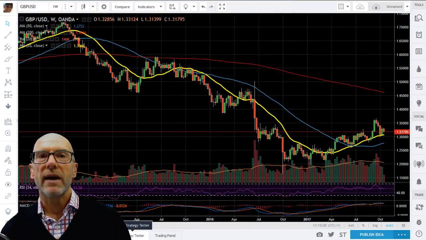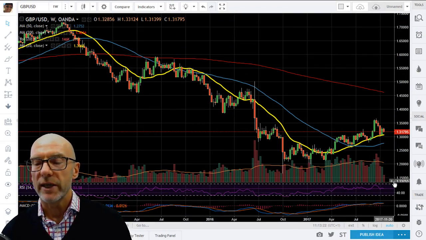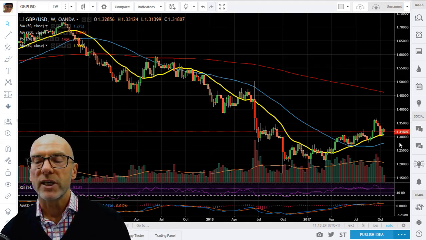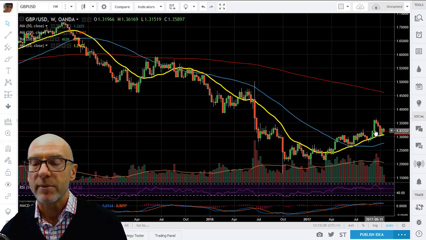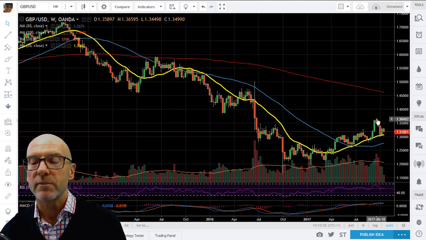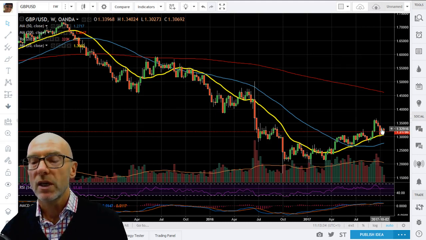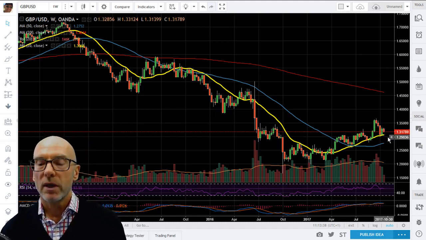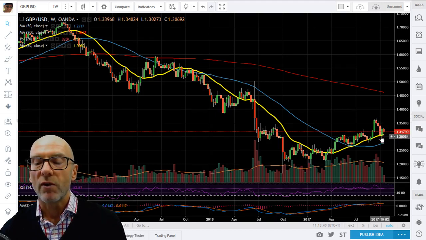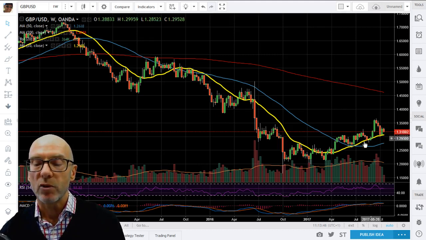So here we have the weekly chart. Each bar, each candle represents 1 week. And you can see that the rally that occurred in September, the first couple of weeks in September, has now petered out. The Conservative conference didn't help, and we've drifted off, and we've now come back to the rising 20-week moving average, which is this yellow line.